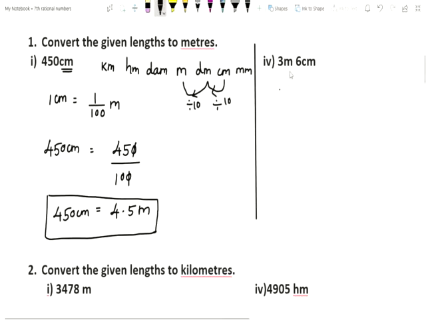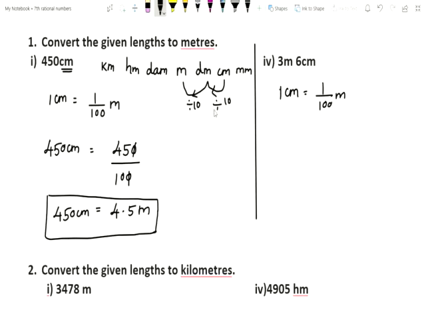See the next one. 3 meter 6 centimeter. So we are going to convert into meter. It is already meter, so keep it as it is. Just the 6 centimeter alone we want to change. First you write the relations. What we found is that 1 centimeter equal to 1 by 100 meter. How we found this? It's moving 2 steps, so we want to divide by 100.